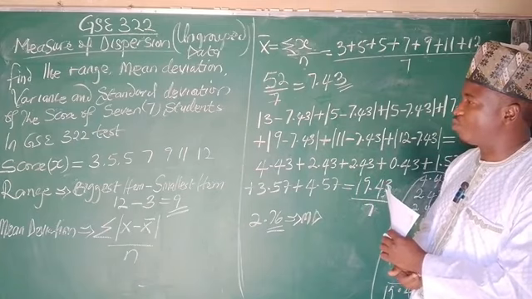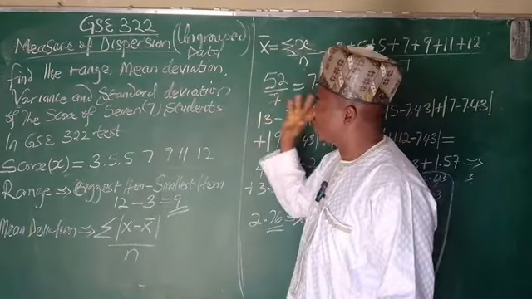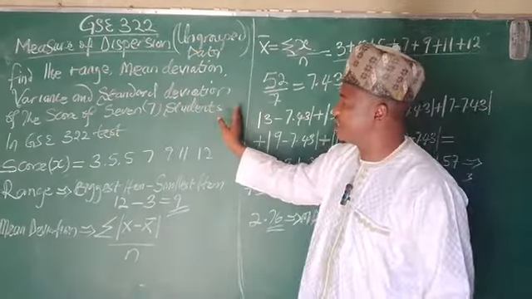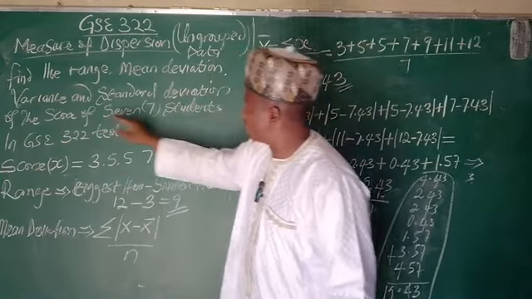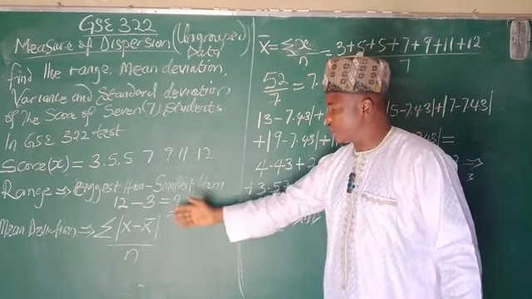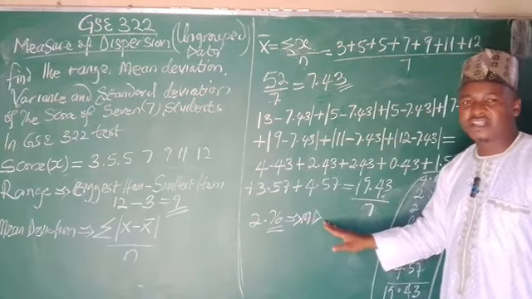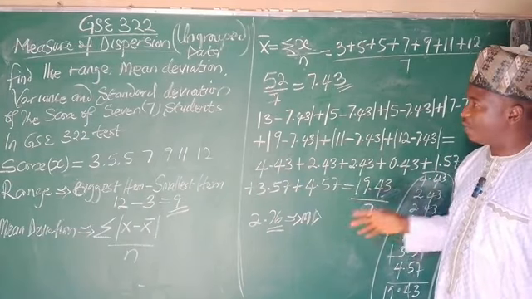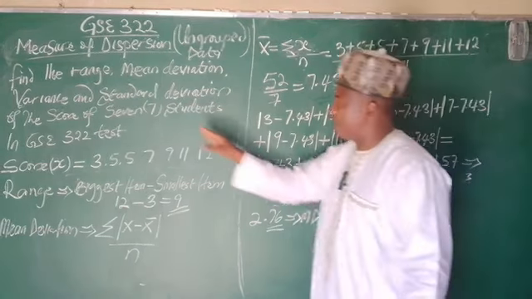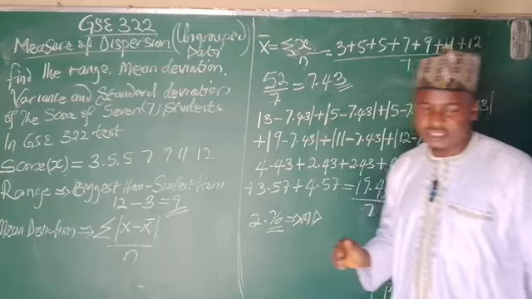So we are here at this moment to concentrate on how to find the variance and the standard deviation of the scores of 7 students in the GSE 322 test. This is the solution for the range and the mean deviation from the 6th lecture. And now in the 7th lecture, the continuation, we are going to concentrate and find the variance and the standard deviation.